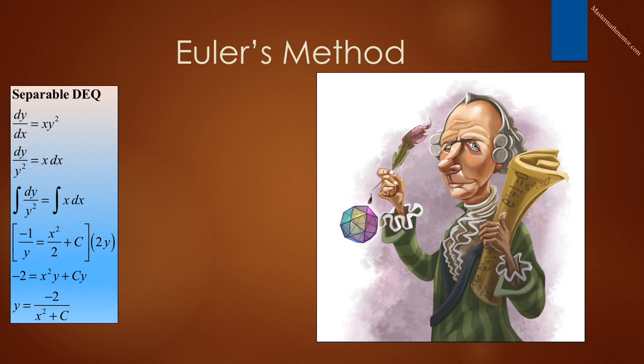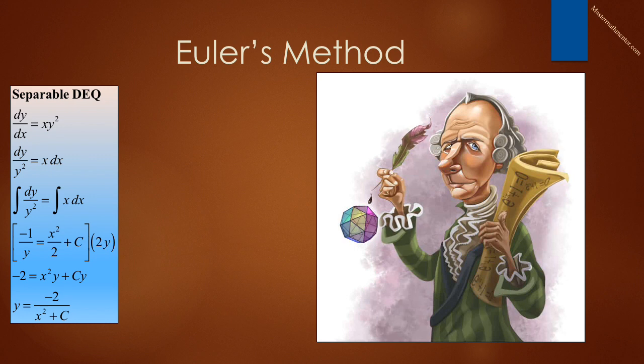Back at the tail end of AB calculus, you learned a technique to solve separable differential equations. A DEQ that was separable meant that we can get all the x's on one side and all the y's on the other. Let's see how we went about solving a problem like that. Suppose we have dy dx equals xy squared.